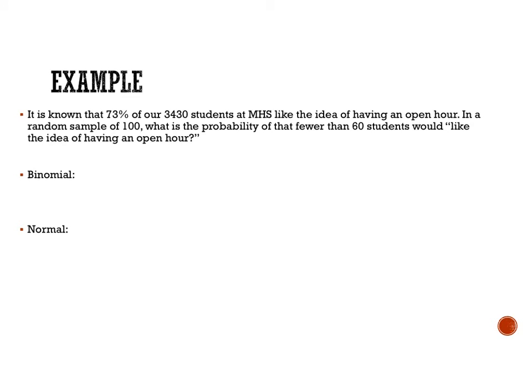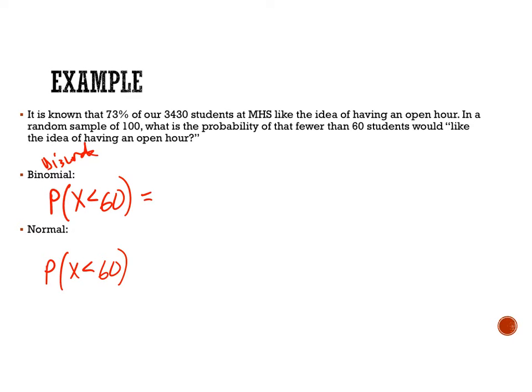As an example here, it is known that 73% of our 3,430 students at MHS like the idea of having an open hour. In a random sample of 100, what is the probability that fewer than 60 students would like the idea of having an open hour? In a binomial setting here, fewer than 60 would look like this. Now again, because binomial is discrete, it actually matters that we don't put less than or equal to 60. For the normal down here, we could put less than 60, or less than or equal to 60, and it wouldn't even matter. But for the discrete, it does.